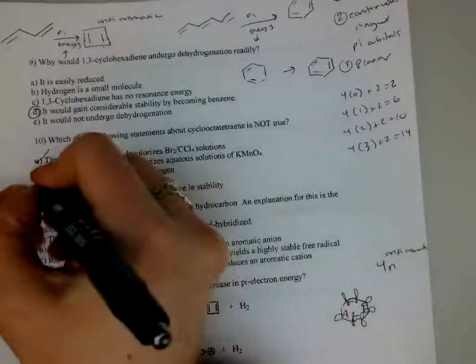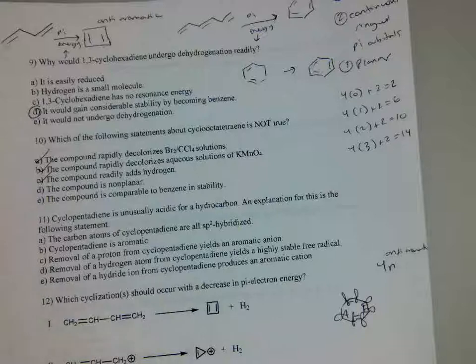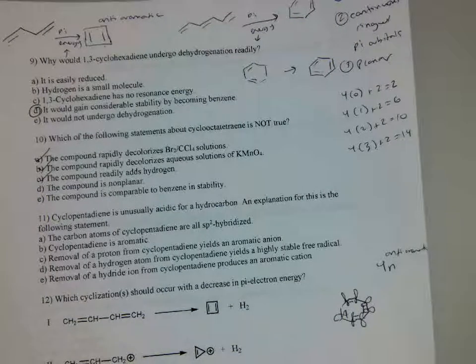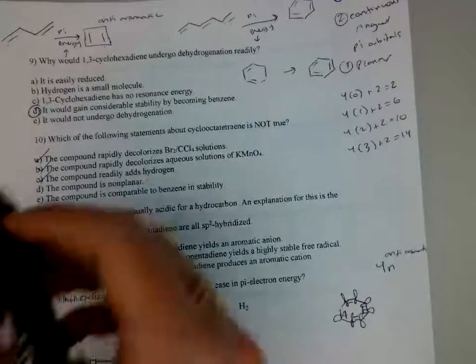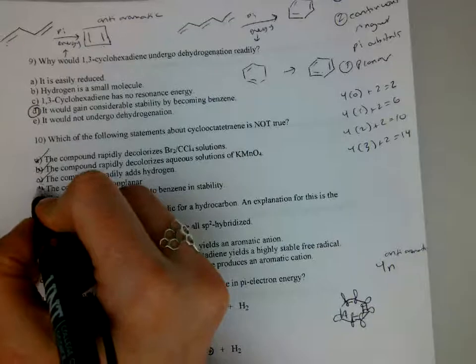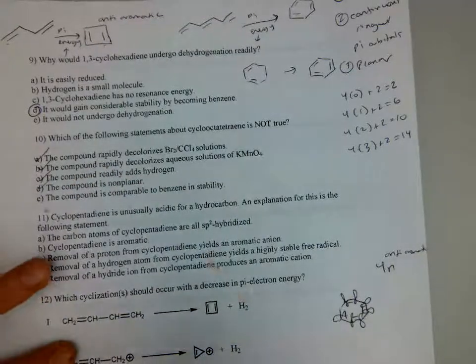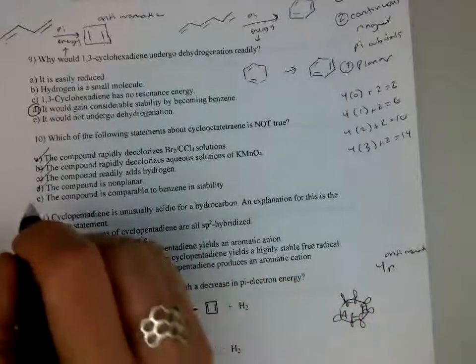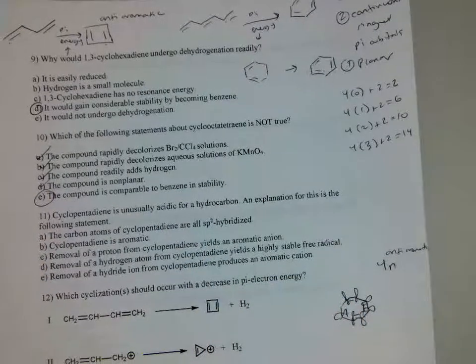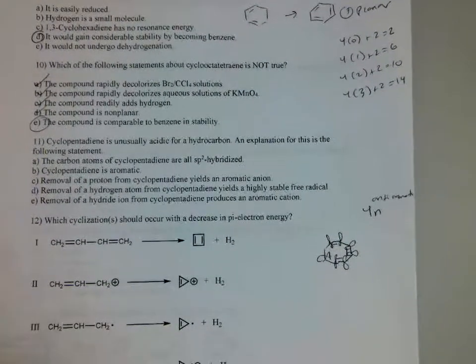Does it readily add hydrogen? I'm sure it does. It's not like a benzene. If you put it through hydrogenation, like hydrogen with platinum or palladium, it would go through hydrogenation. This compound is non-planar. Yeah, if it was aromatic, it would be planar, but it's not, so it isn't. So this is the only one that's not true. This compound is not comparable to benzene in stability because it's very much less stable than benzene. It is unstable because it's anti-aromatic. So it's basically just asking you, do you know that cyclooctatetraene is anti-aromatic, and do you know that anti-aromatic compounds are way less stable than benzene?